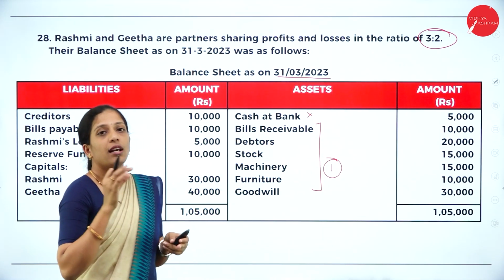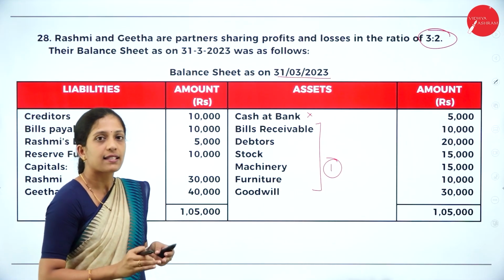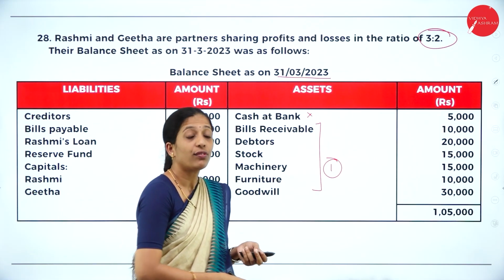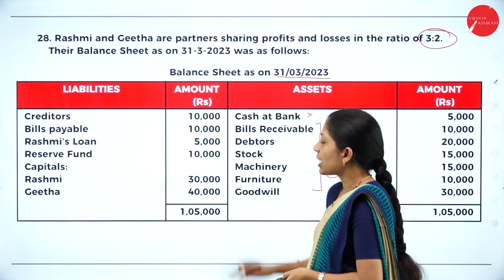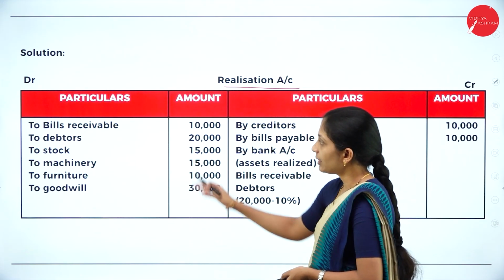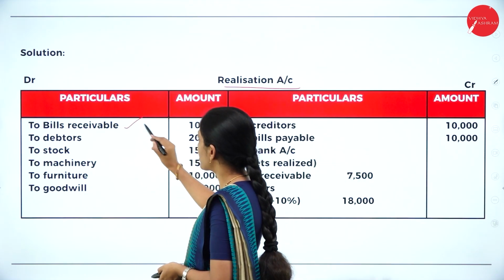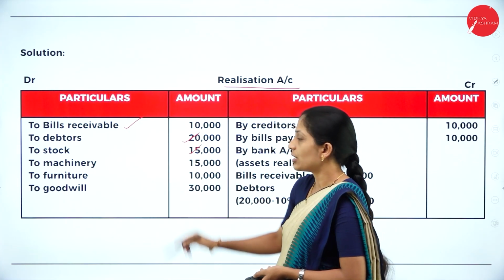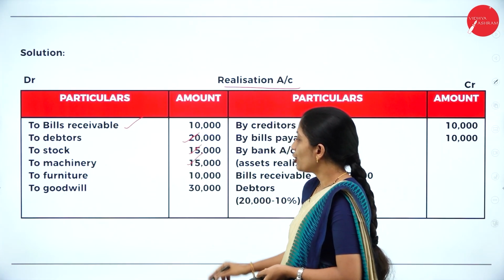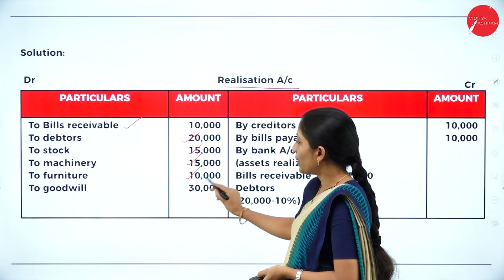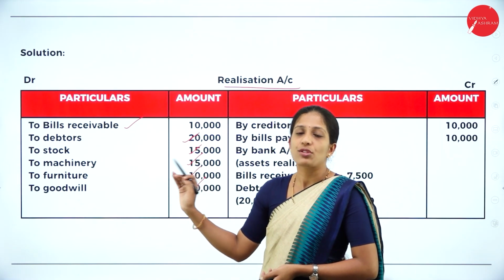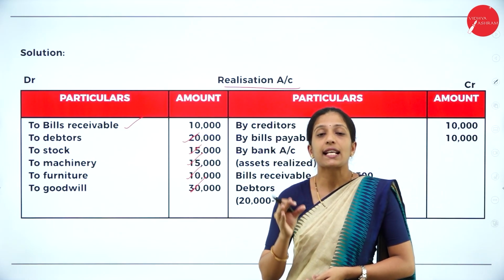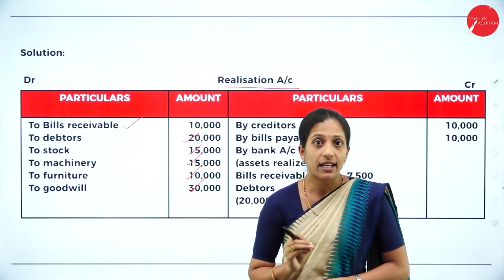First step is what? Record all the assets except cash, bank, profit and loss account. So where we have to record? We have to record in the debit side. Now let's see how we have recorded here. Yes, we have taken all the assets. To bills receivable 10,000, to debtors 20,000, to stock 15,000, to machinery 15,000, to furniture 10,000, to goodwill, that is 30,000. This is your first step. Now coming to your second step, record all the liabilities except 5 items. So what are the 5 items?